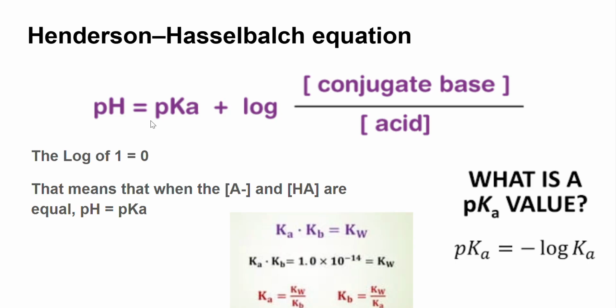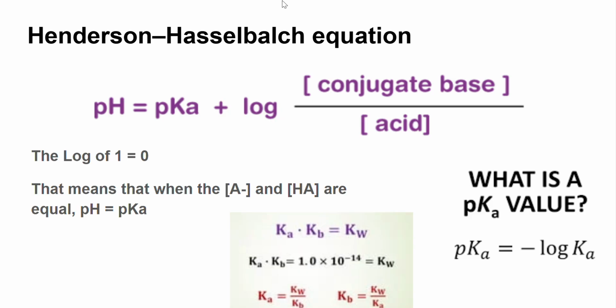Guys, you're going to have a chance to do some practice with this. Use this equation. Don't be afraid of it. Once you use it a few times, you're like, oh my gosh, this is such a hack. And if they ask, if we raise your conjugate base concentration just a little bit, is this going to be more basic or more acidic? You can look at this equation and really quickly determine what it is.